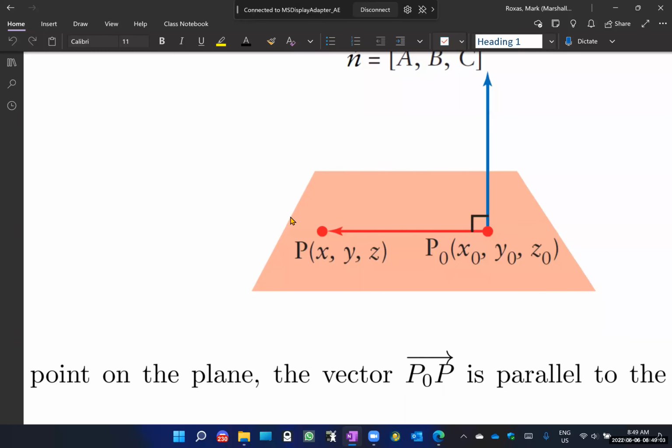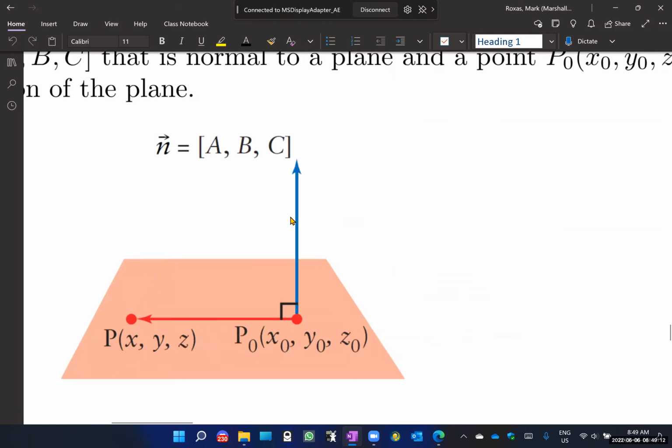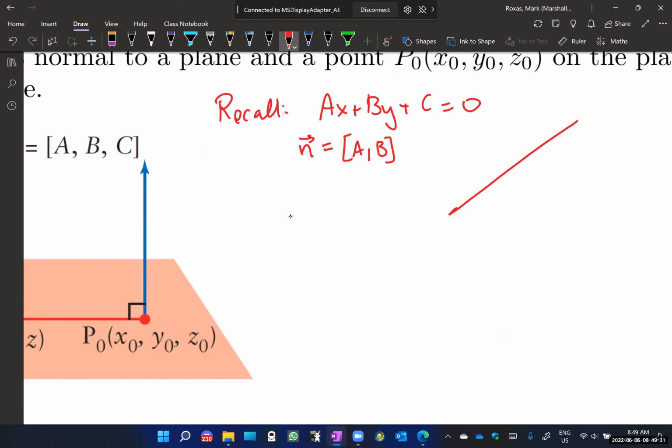Now that blue vector is called a normal vector. And we saw normal vectors when we did equations of lines. So if you recall, the equation of a line is ax plus by plus c equals 0, where a and b represent the normal vector to that line. And visually it looked like this. So you had a line and a normal to that line, a 90-degree vector, and that was vector n. And we got a scalar equation from that.